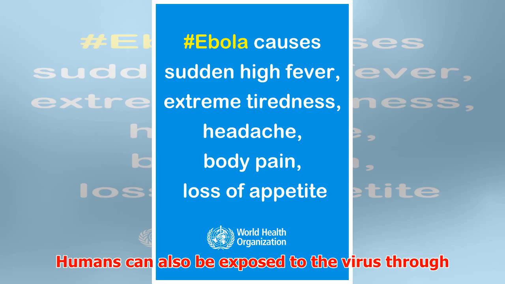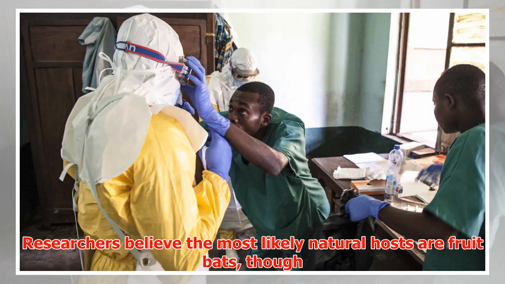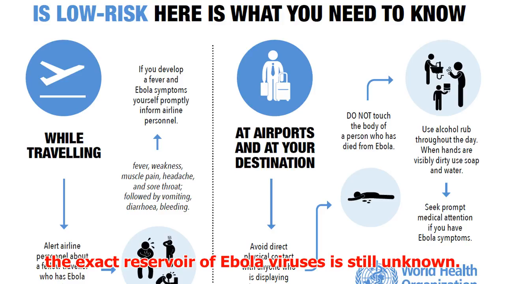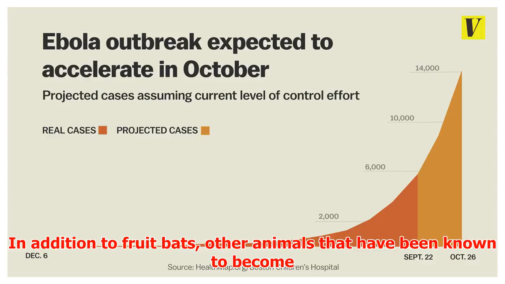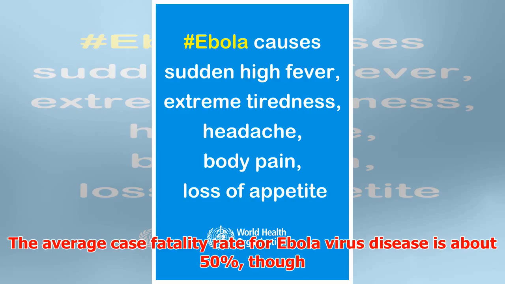Humans can also be exposed to the virus through infected animals, for example, by butchering them. Researchers believe the most likely natural hosts are fruit bats, though the exact reservoir of Ebola viruses is still unknown. In addition to fruit bats, other animals that have been known to become infected with the virus are chimpanzees, gorillas, monkeys, forest antelope and porcupines.